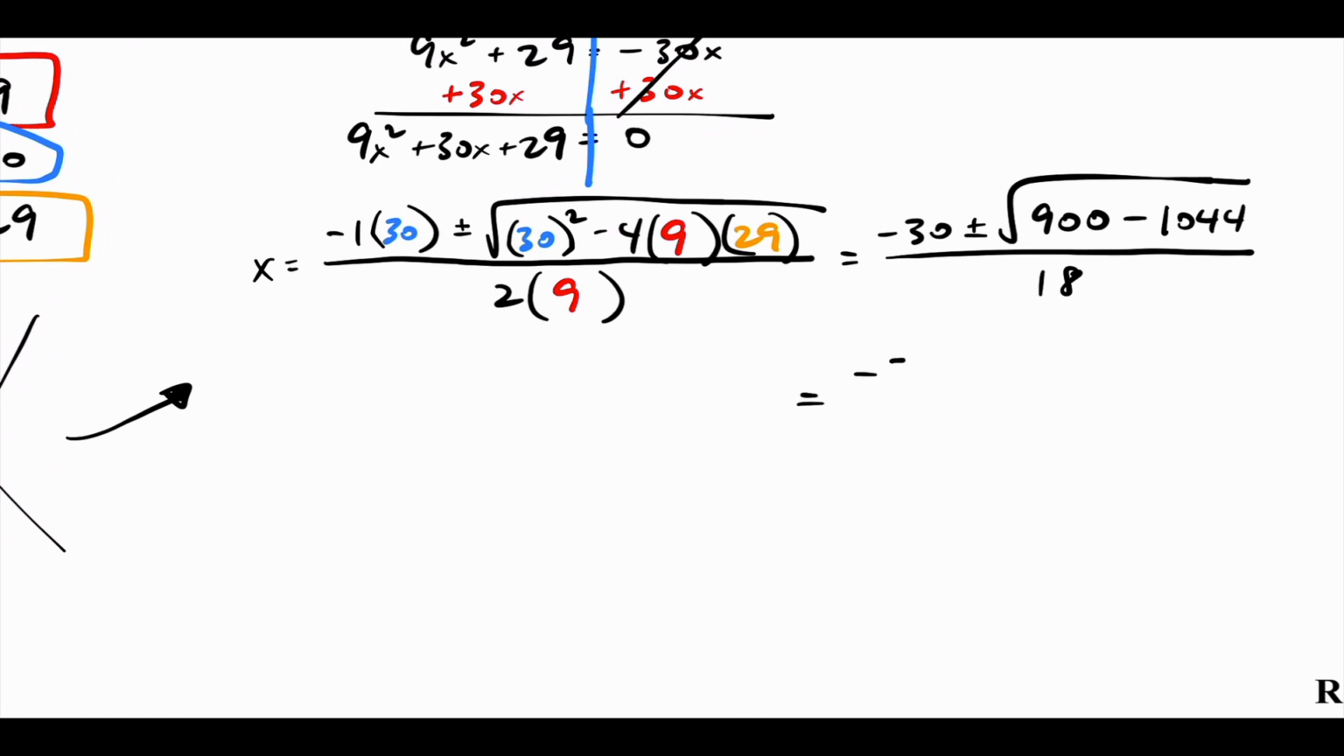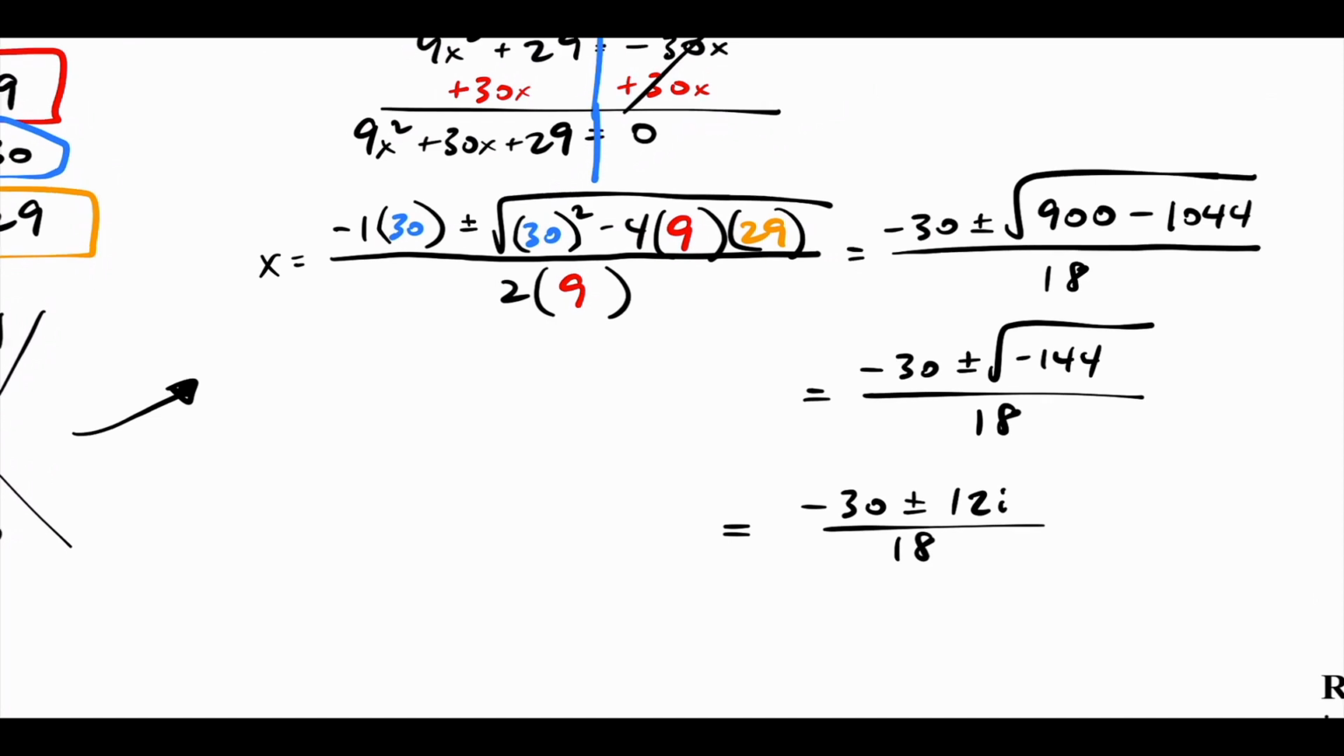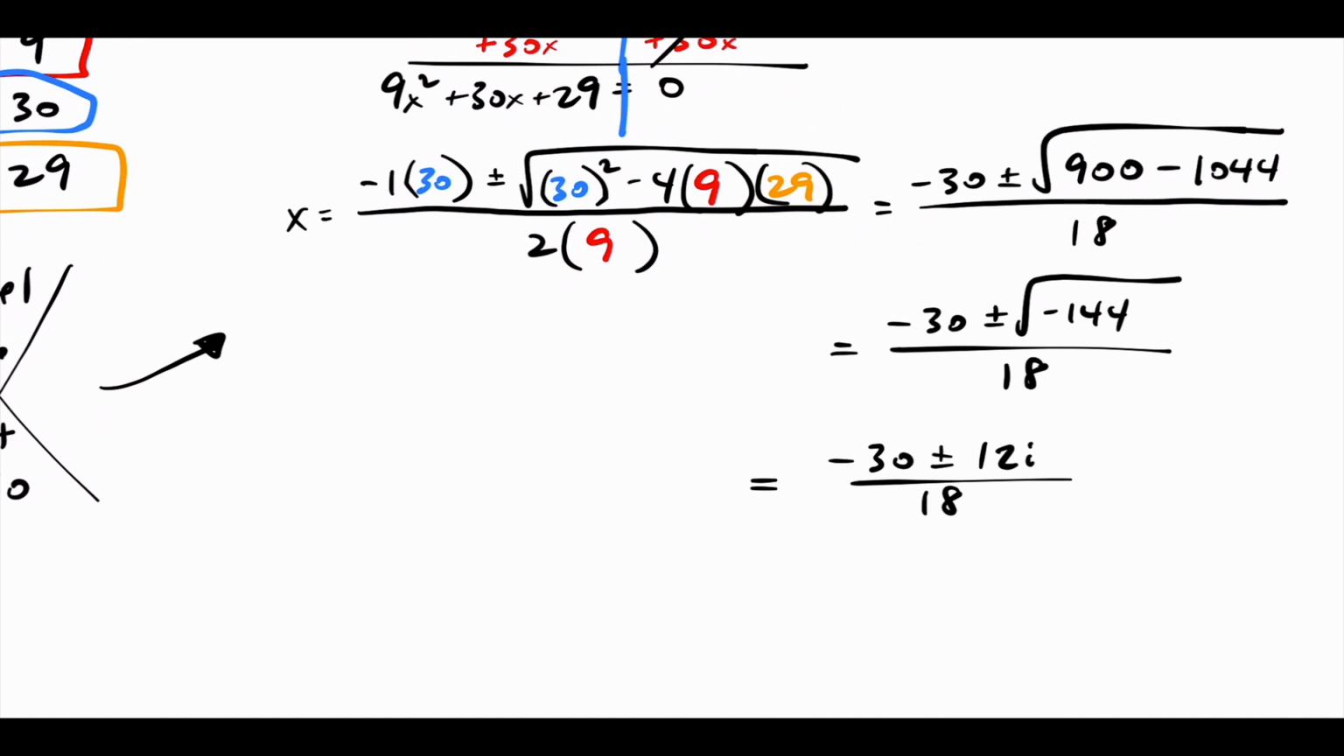So we get -30 plus or minus the square root of -144. It won't always be -144 in there. It'll be different numbers, but for these, for some reason it's always -144. Okay. I can do that part. What's the square root of -144? 12i. Give -30 divided by 18 and give 12 divided by 18.